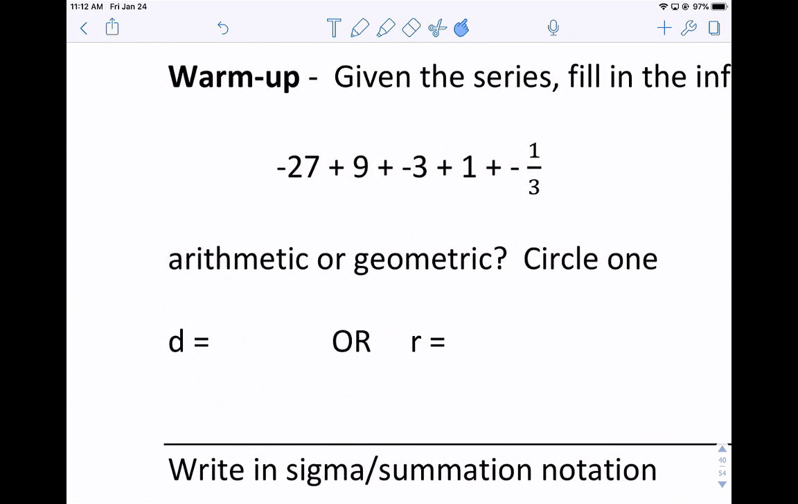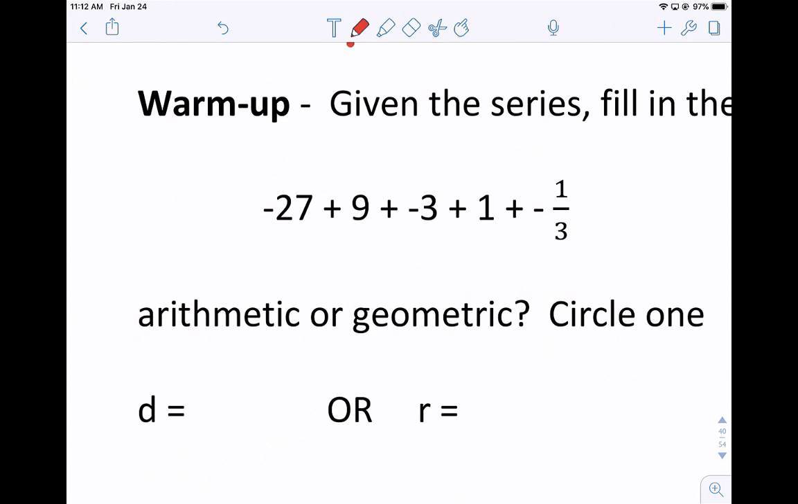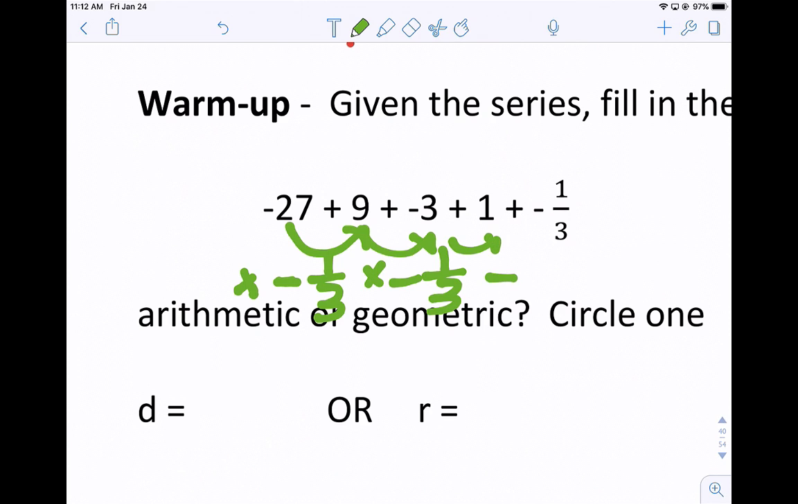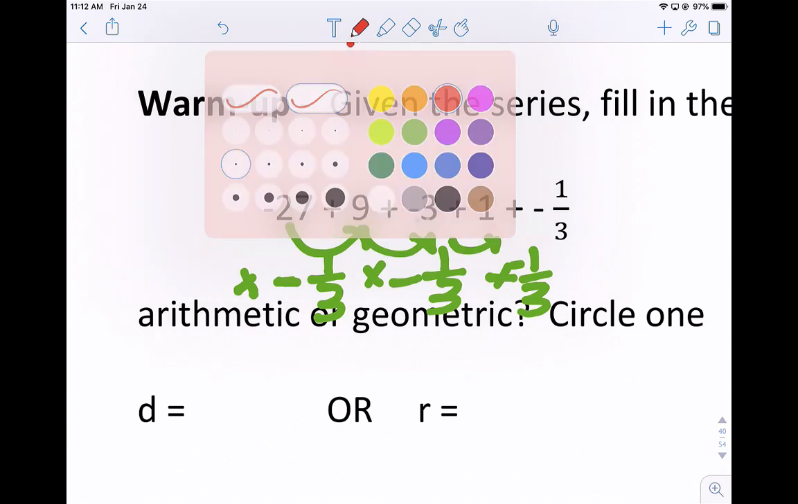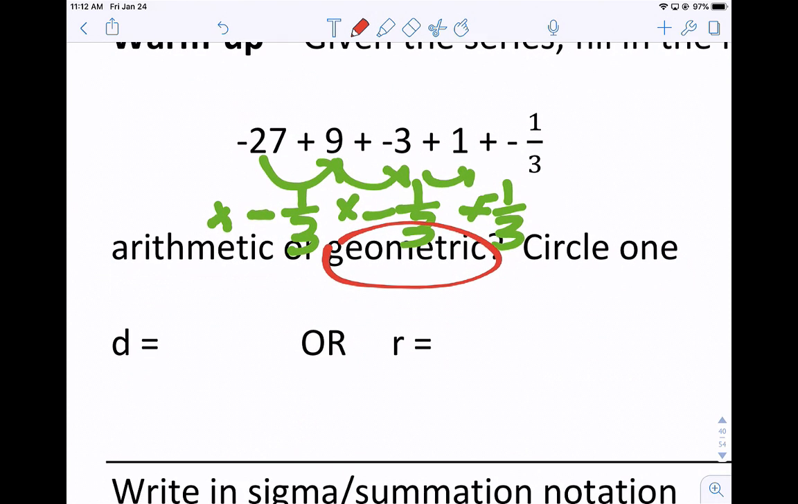So if you take a look at our first sequence, which again is a list of numbers, you'll notice that to get to the next number, if you multiply by -1/3 or divide by -3 every time, you will get the next term. So here it is geometric, and the common ratio, again, you can get it by taking any number and dividing by the number before it, and that should happen every time, is -1/3. So again, if you multiply each term by -1/3, you'll get the next term.